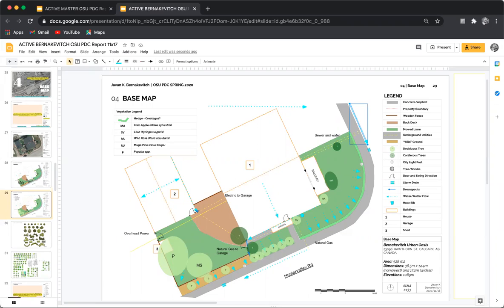That's allpointsdesign.ca. Today we're talking about the Oregon State University permaculture template, and specifically the base map and identifying vegetation. What we'll see on this base map is that I've started to look through all of the different elements of the trees and the shrubs that are on this site.